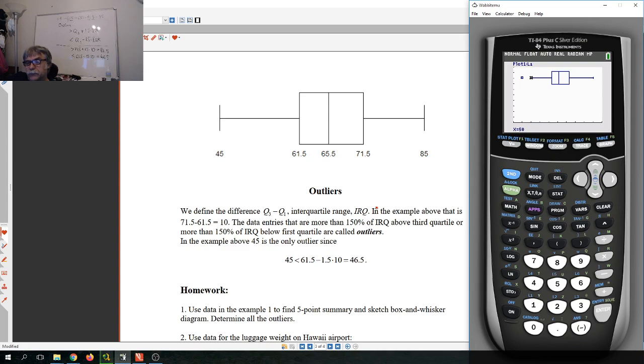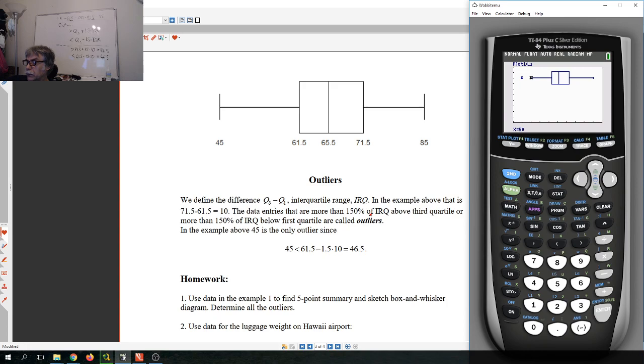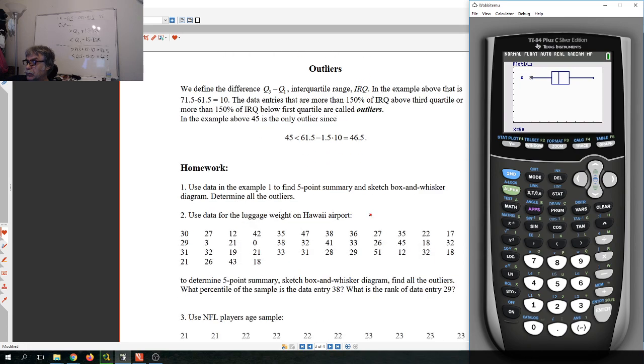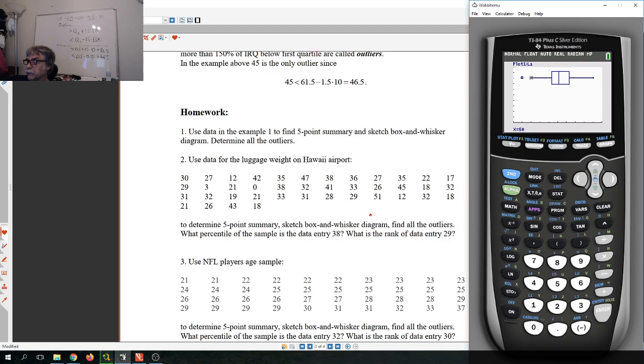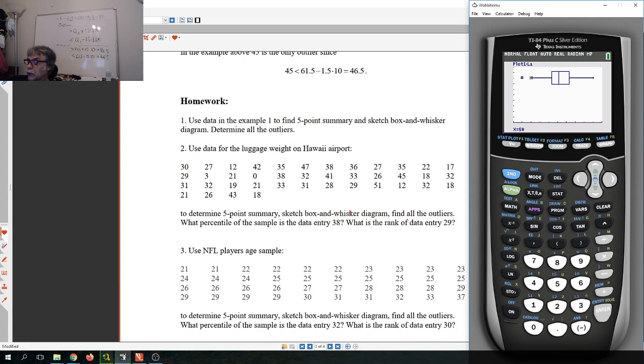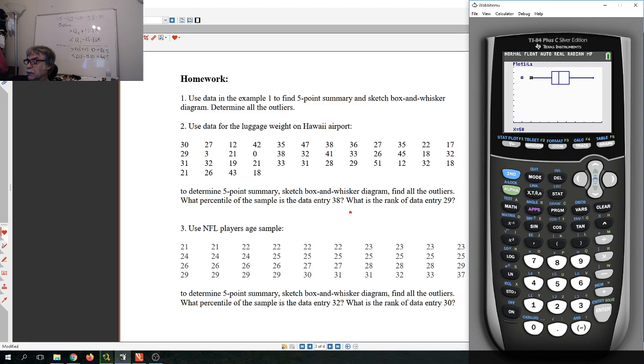I hope this is easy for you to understand, and you should probably use some of the samples that we had previously to create the box plot yourself. We had that luggage on Hawaii airport. You can try to do that and check the outliers there. And NFL players' age, we had that too. And again, you can use a calculator the same way. Practice that a little bit to get the idea.